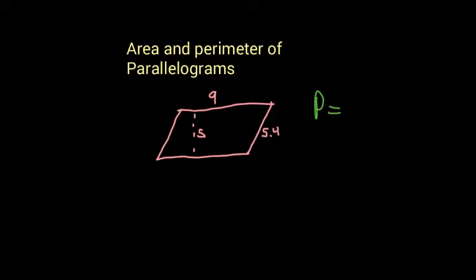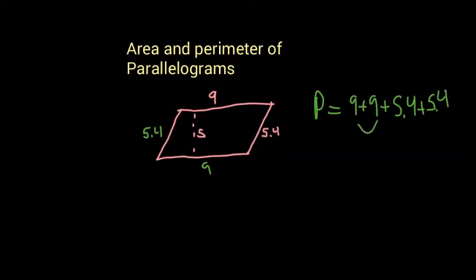On this one I'm given sides of 9 and 5 4/10. So I'm going to put in those other side measurements, which would be 5 4/10 and 9. And for perimeter I just add those up. So I'm going to do 9 plus 9 plus 5 4/10 plus 5 4/10.